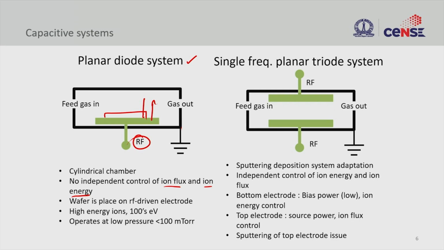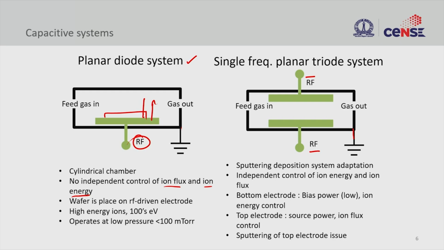So then people came up with a single frequency planar triode system, right? So in this case you have two RF, right? So we had this problem of controlling the energy, right? So in this case people used two electrodes which have RF, but the interesting thing is both the frequencies are the same, okay, and the third electrode is the ground electrode from the chamber, right?